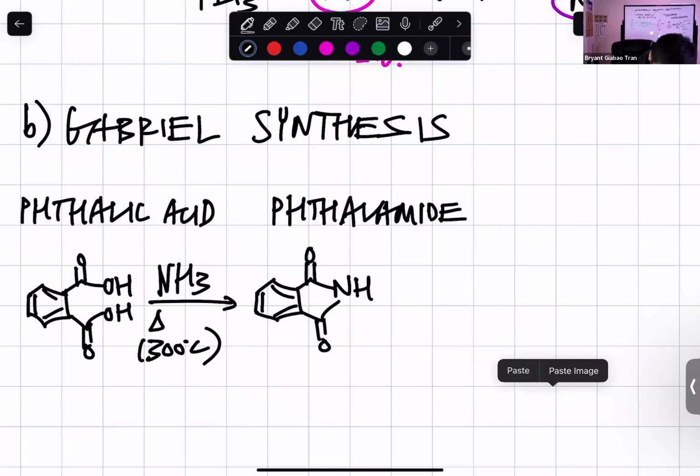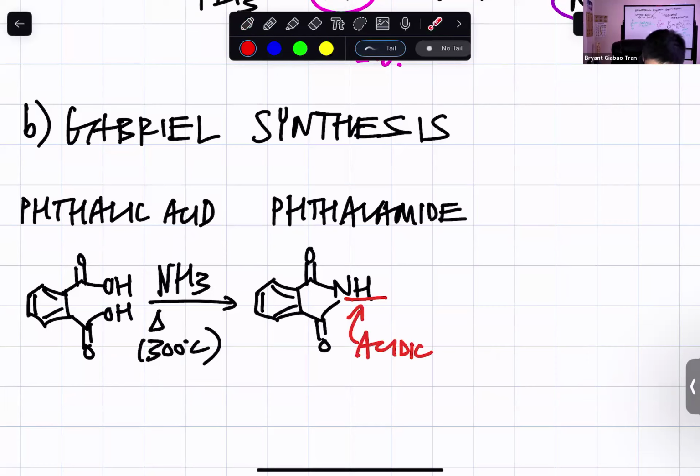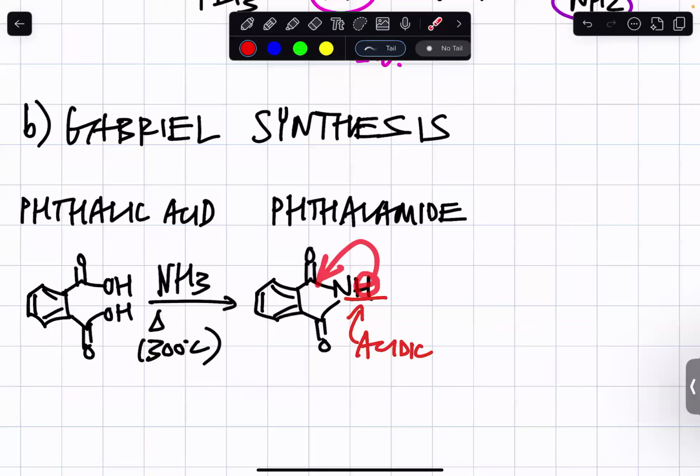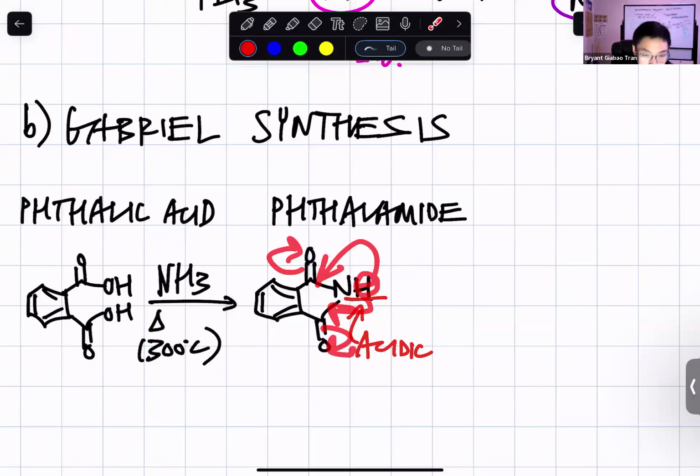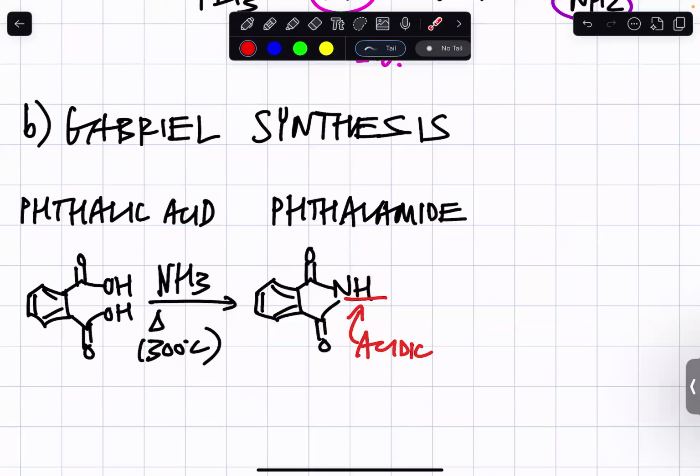Now, this hydrogen here of the phthalimide is acidic, because when we deprotonate it, giving that nitrogen a negative charge, this negative charge is very stabilized. Can you think of a reason why this negative charge is very stable? Is it because it can do resonance with the carbonyls? Yes, the carbonyls. It could do resonance with the carbon-oxygen double bonds.